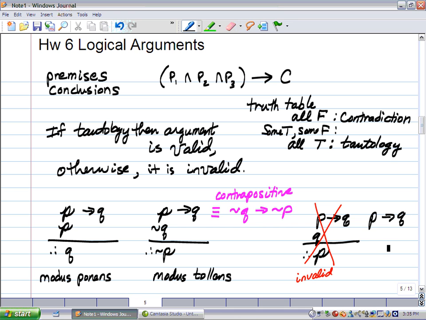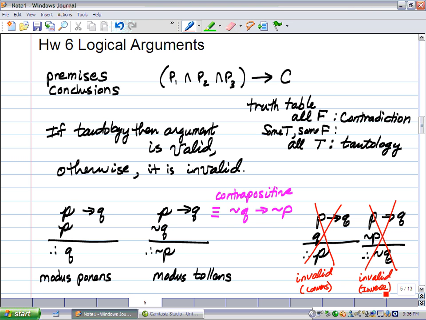If I have P implies Q and I have not P, and I think that implies not Q, I'm also wrong. That is invalid as well. That is assuming that the inverse works. It's the same as the original, and it does not. So we actually call this first one a converse error, and we call the second one an inverse error, because they are not the same.